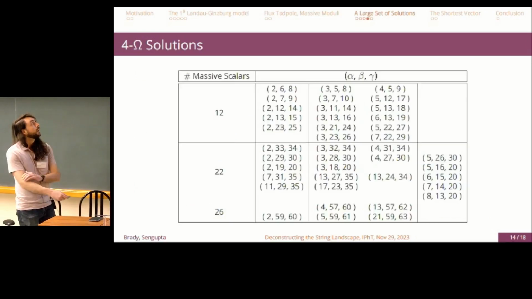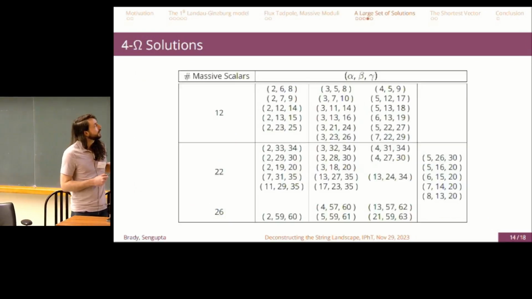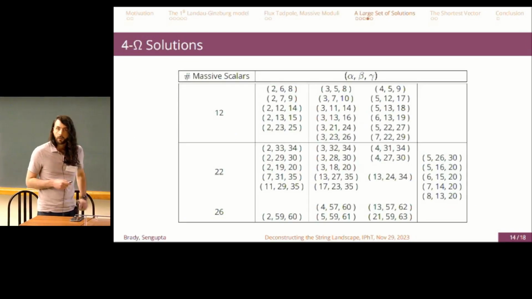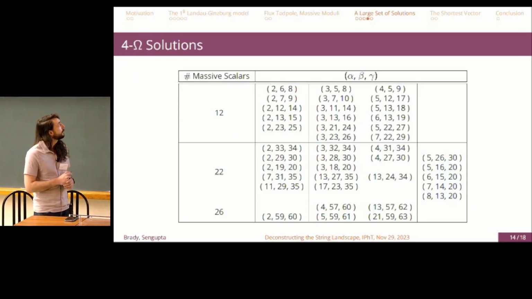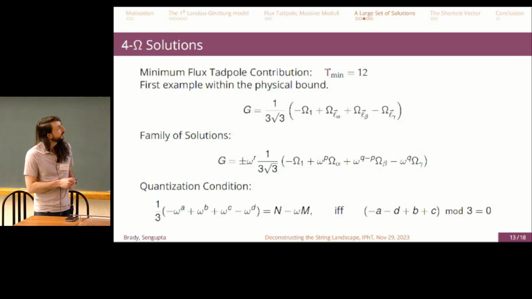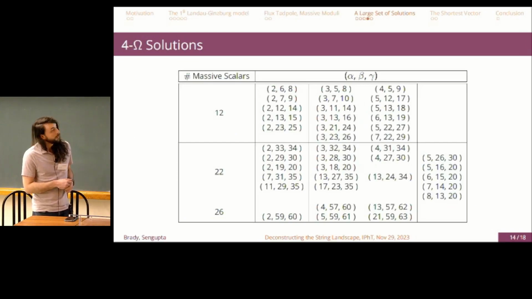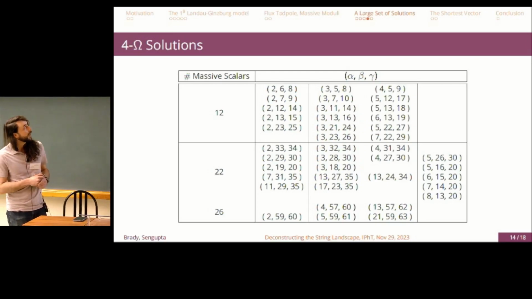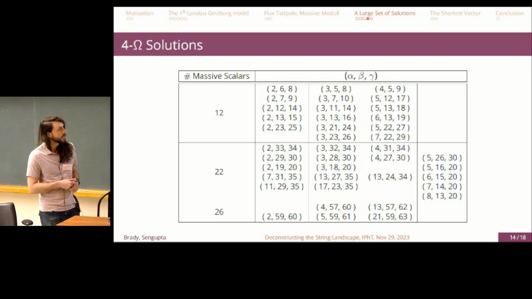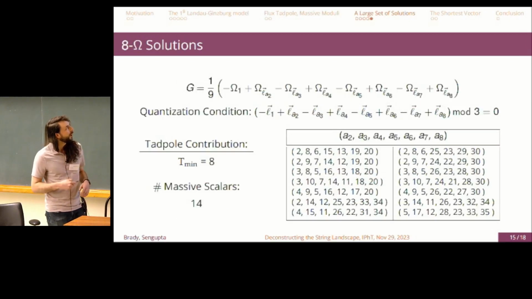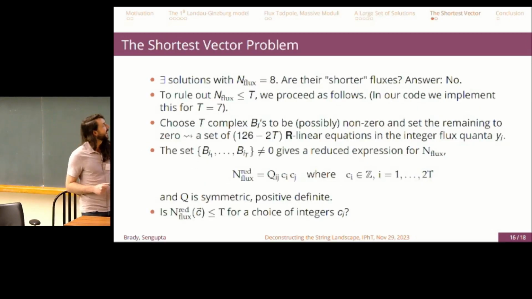Okay. So this is an exhaustive list of the minimum tadpole for the 4 omega solutions, and here alpha, beta, gamma were the associated values, the enumerated list. So we find this set stabilizes scalars from 12, 22, and 26. Okay, moving on, out of time.